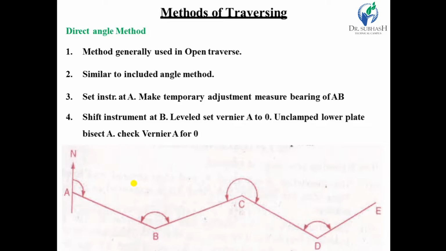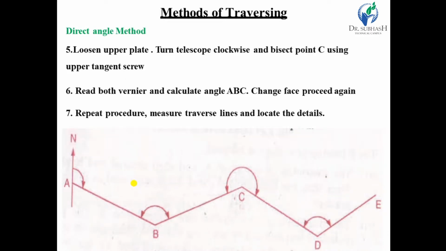And that method is similar to the included method. Set the instrument at A and make a temporary adjustment to measure the bearing of AB. Shift the instrument to B, level it, set vernier A to 0, unclamp the lower plate, bisect A and check vernier A for 0. Loosen the upper plate, turn the telescope clockwise and bisect point C using the upper tangent screw.